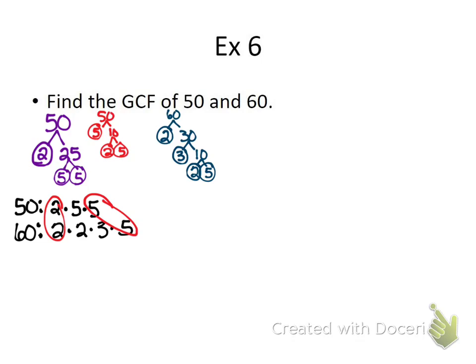Yes or no? No. Okay, so the greatest common factor is going to equal 2 times 5. And what's 2 times 5 equal? 10. So the greatest common factor for 50 and 60 is going to be 10. Okay?